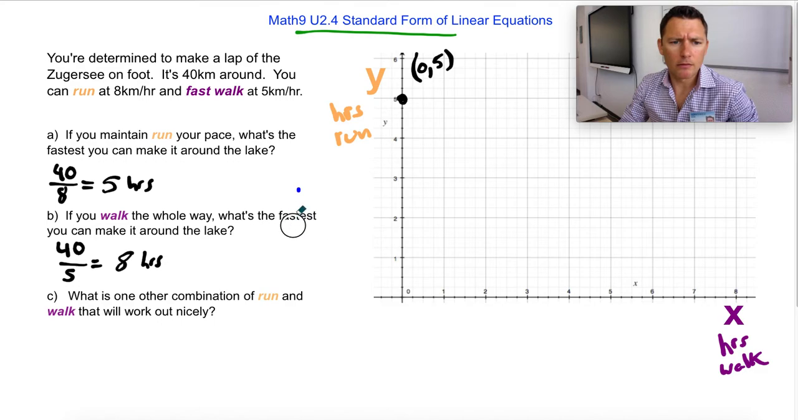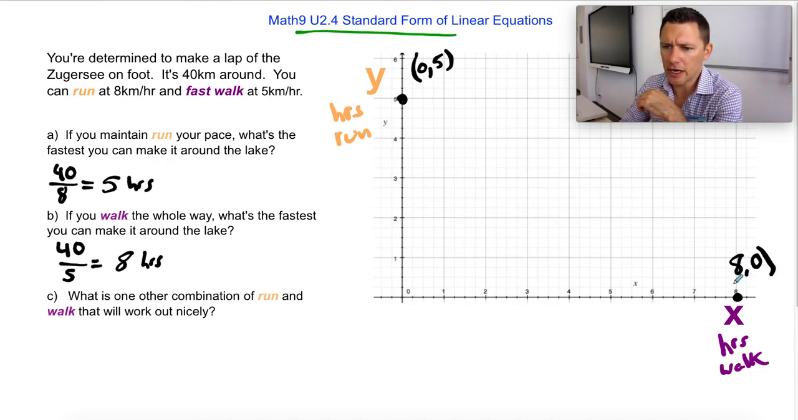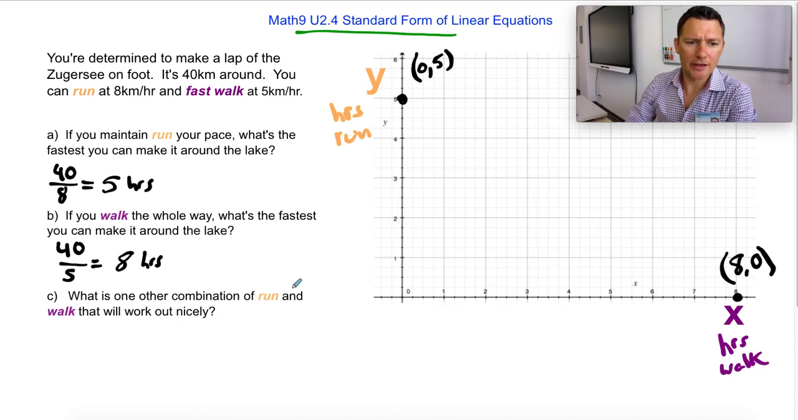So if you only run, it takes you 5 hours. If you only walk, it takes you 8 hours, right? Because you're going slow. So this is 8 walking hours and no running hours. And if you're doing a combination thereof, it should be somewhere on this line.